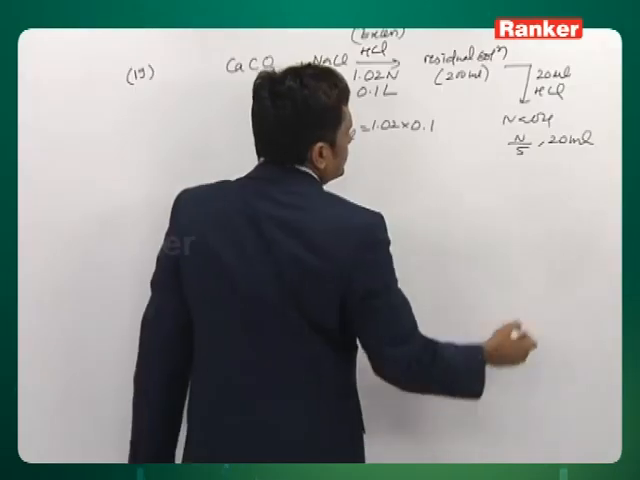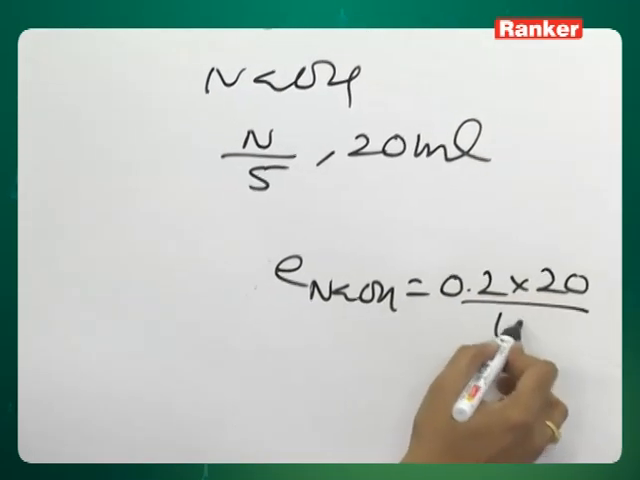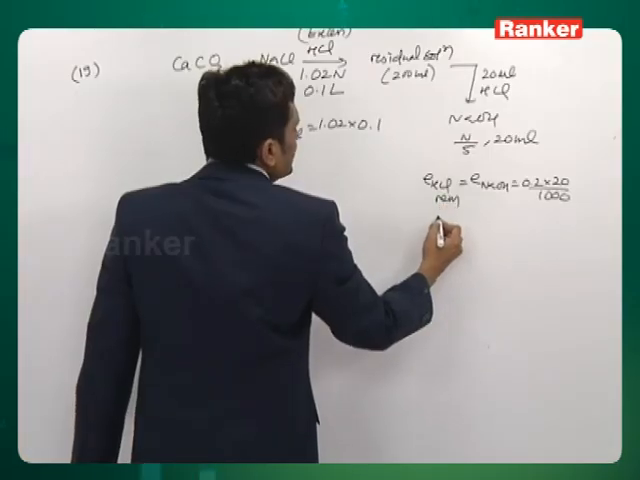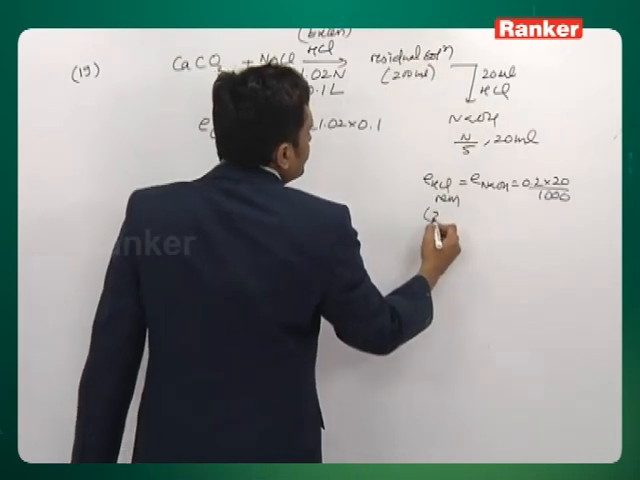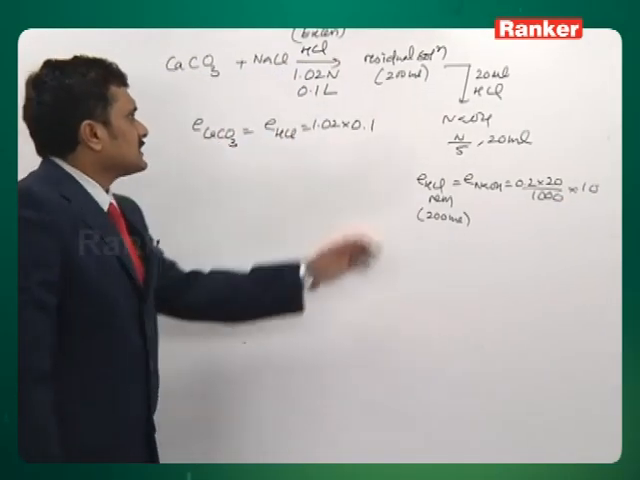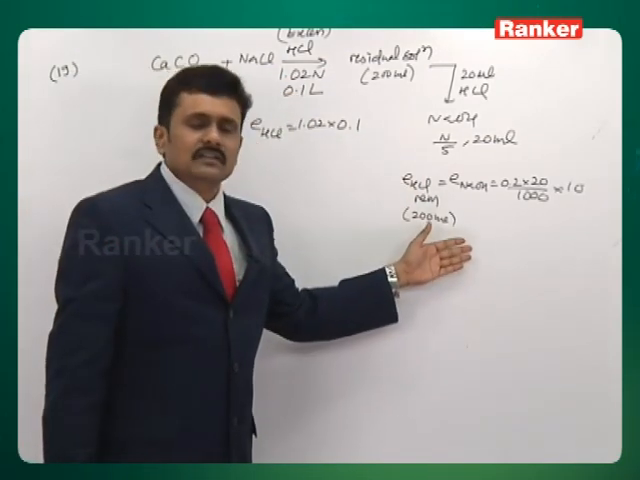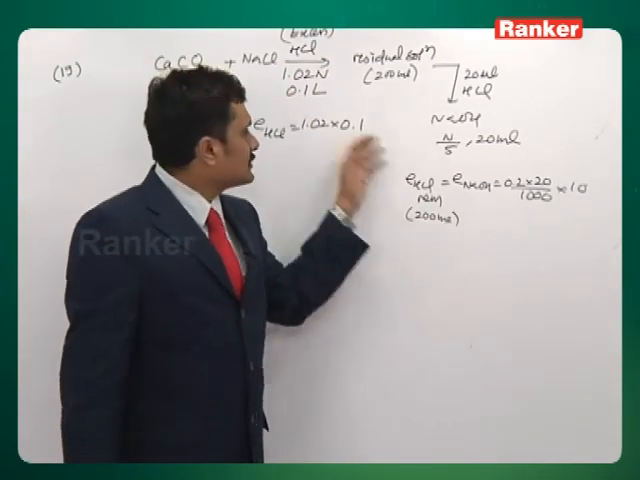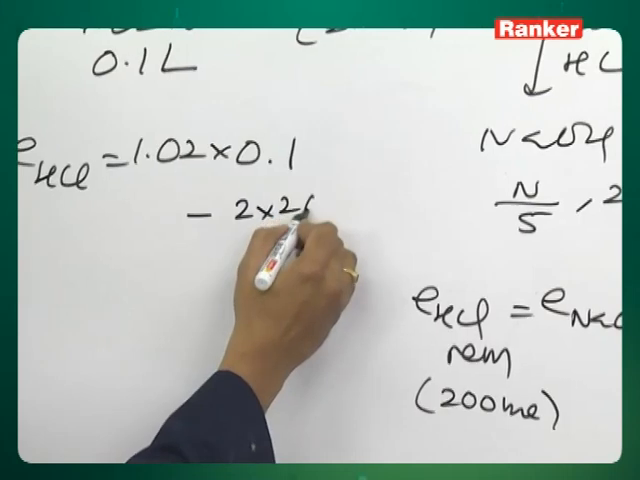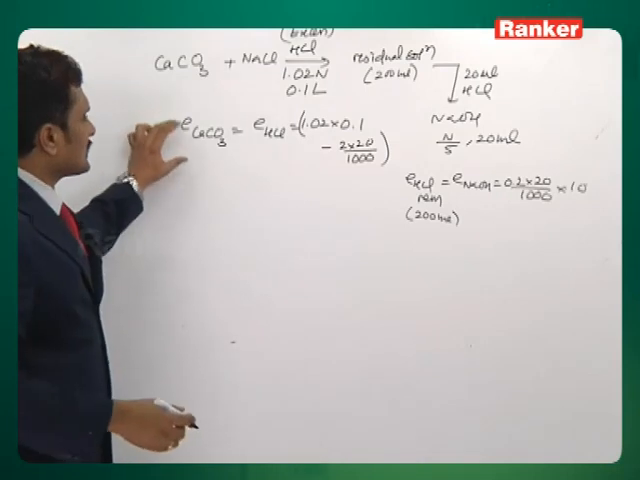What I mean to say that the equivalents of NaOH which you have used have been used for the remaining HCl in 20 ml. Hence, to find in 200 ml, I have to multiply this with 10. Now these are the equivalents of HCl that are remaining over here. That means these are the equivalents which you have taken initially, and these are the equivalents of HCl that have remained during the reaction. When you subtract these two, you will be getting the gram equivalents of HCl which have exactly reacted with the calcium carbonate.